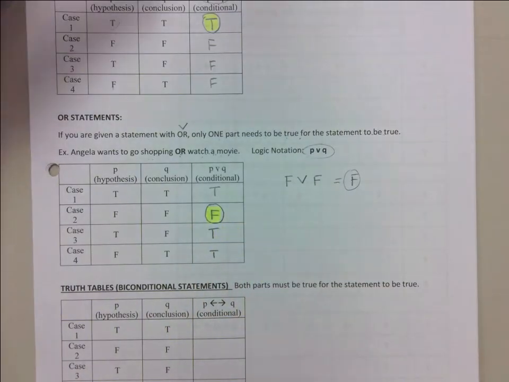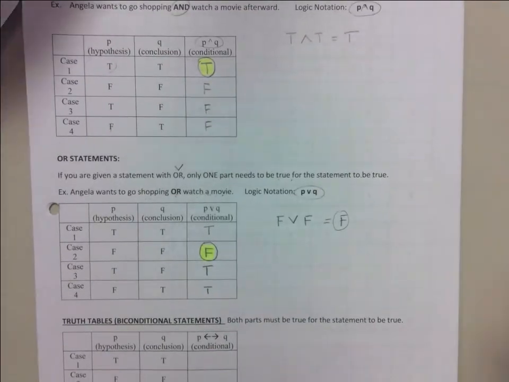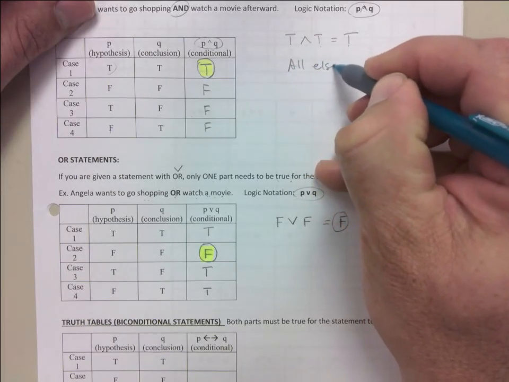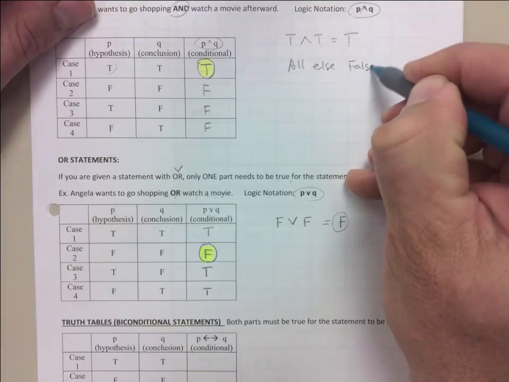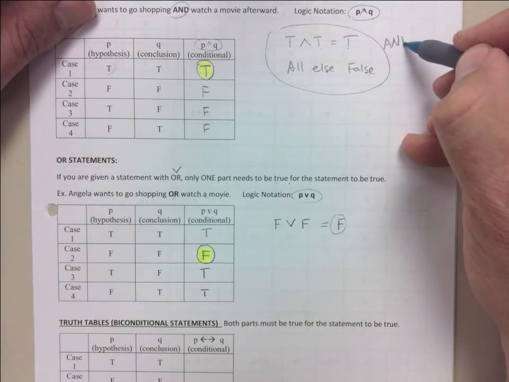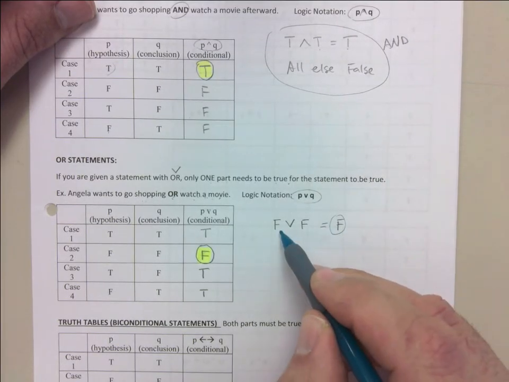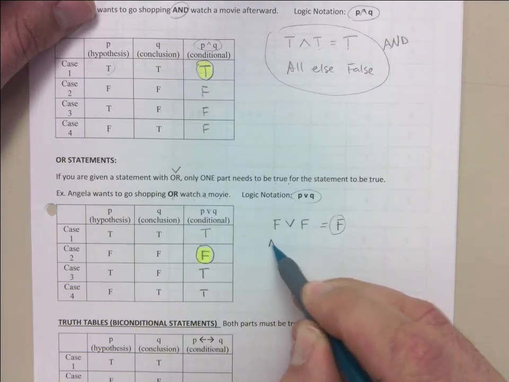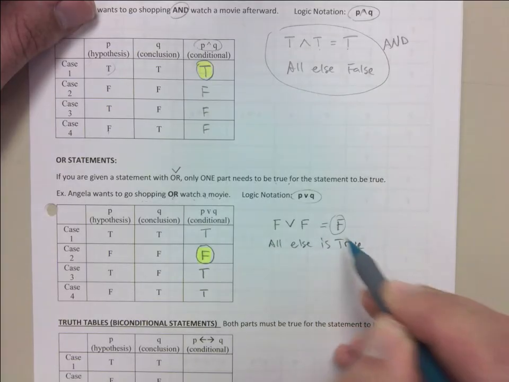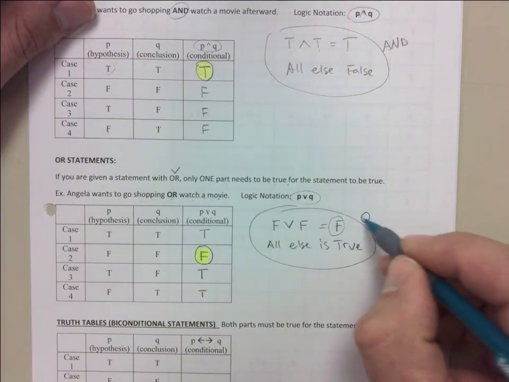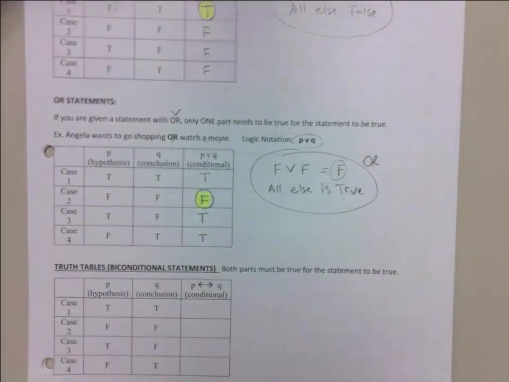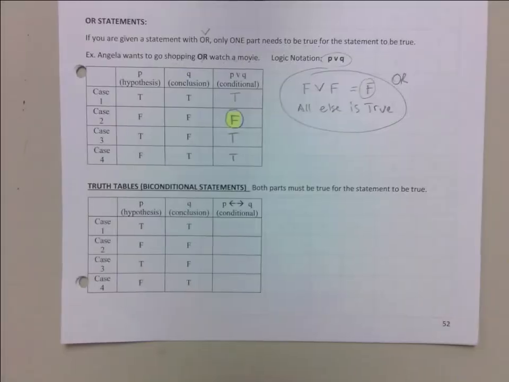Let me go back here. True and true is true. All else, false. Maybe that's a good one for and. This is for and. For or, false and false is false. All else is true. Have that on your study sheet. And this is or statements. And then next, last one is the biconditional, if and only if.